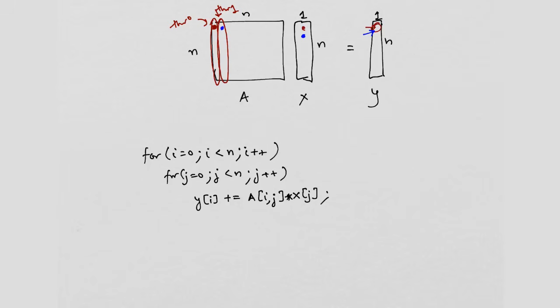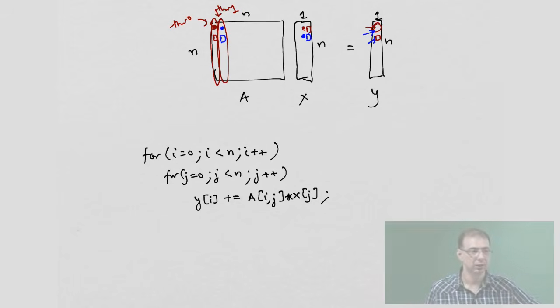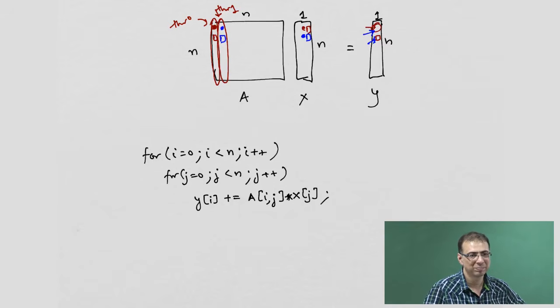And then thread 0 would also go and pick up this second element, multiply it with this first element and store that here. And then thread 1 would also do the same, multiply this by this and add it over here. So what's wrong with this approach? What's good about it? What's bad about it?